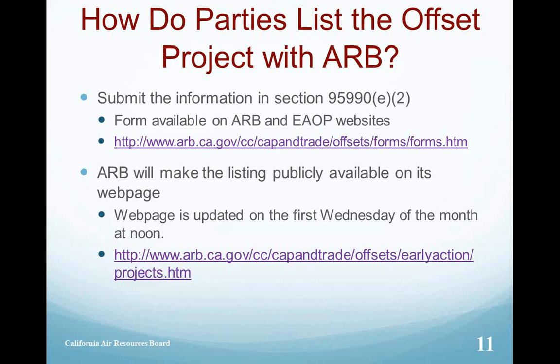Okay, listing with ARB, you must submit the information required in sections 95990E2. The form is available both on the ARB websites and the Early Action Offset Program websites. You can click the link here to get to the form on our website. ARB will make the listing publicly available on its web page. The web page is updated on the first Wednesday of every month at noon, and you can see the projects that are currently listed by clicking the link here.